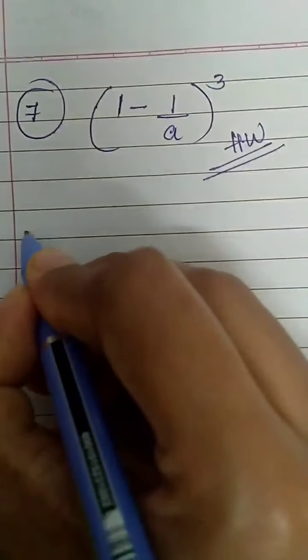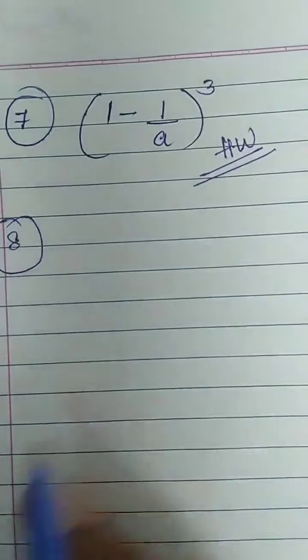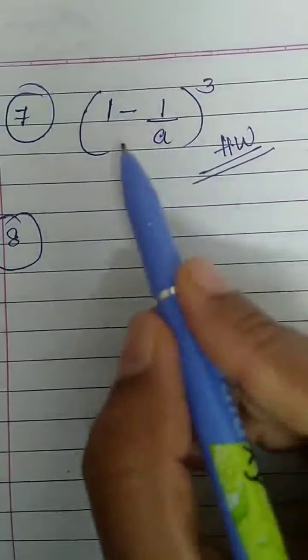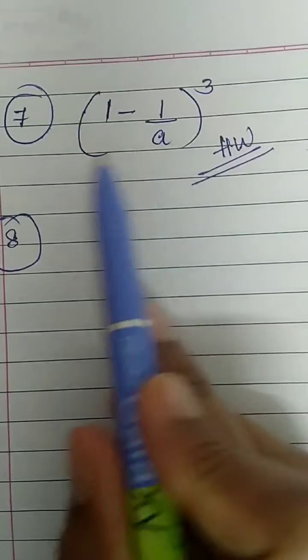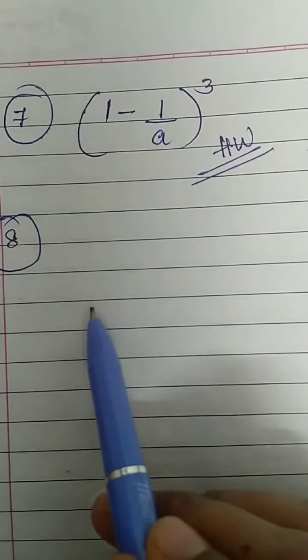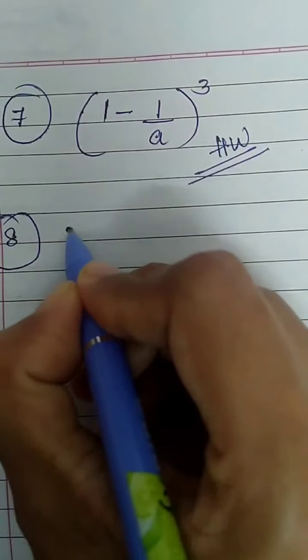Now I'll start with the 8th sum. Calmly, these easy sums only I am giving as homework. Not complicated ones; I am only solving where you are about to make a mistake. So I'll go to the 8th sum now.